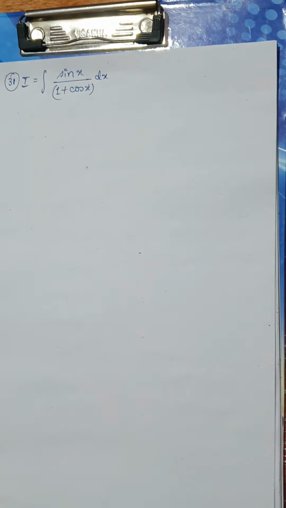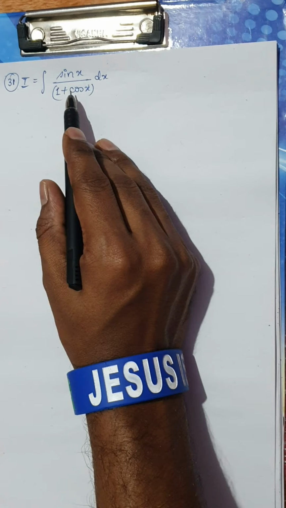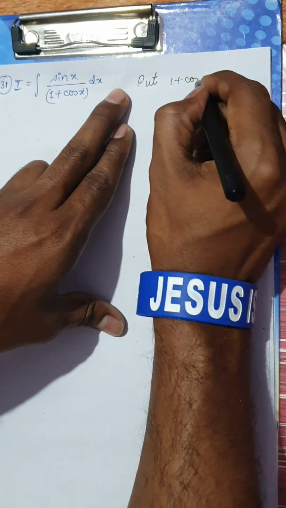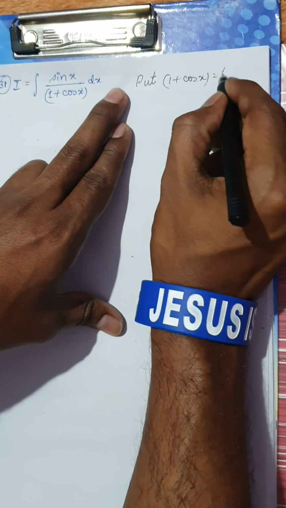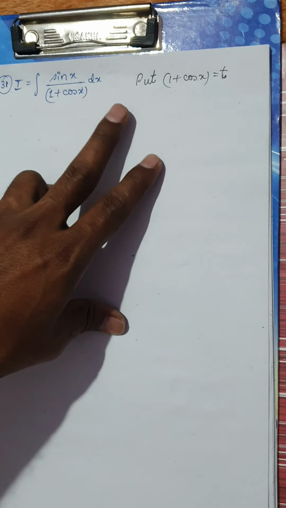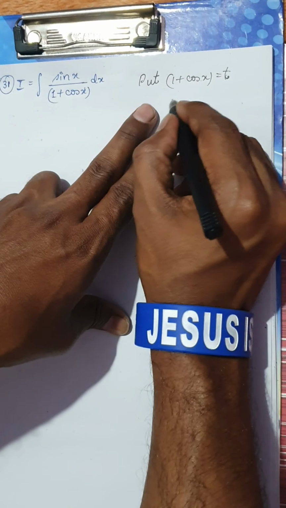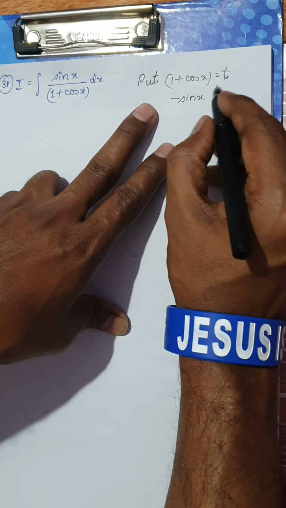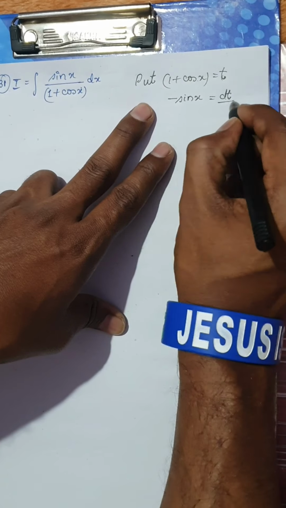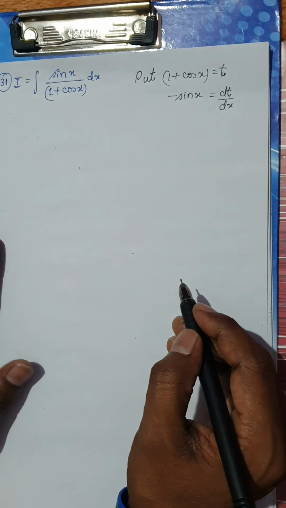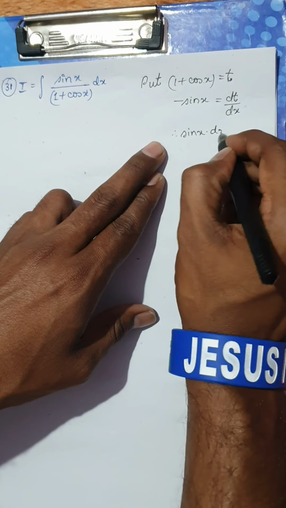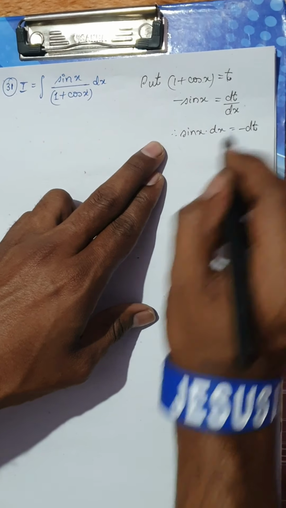Moving on to the next integral, I have the integral of sin x divided by 1 plus cos x. I will put t equal to 1 plus cos x. If you differentiate with respect to x, remember the derivative of cos is minus sin, isn't it? So minus sin x would be dt by dx. Therefore, sin x into dx would be negative dt.